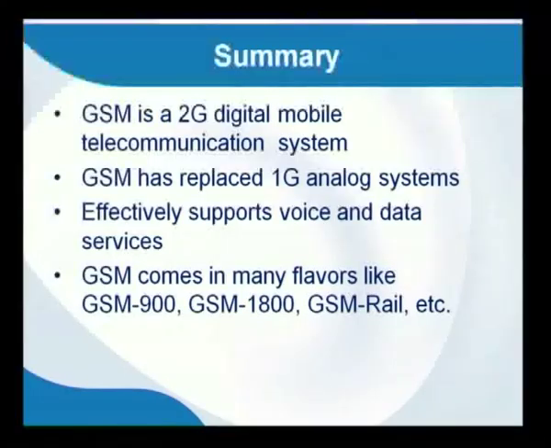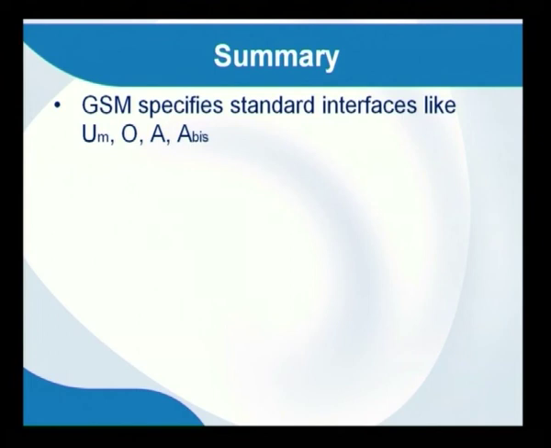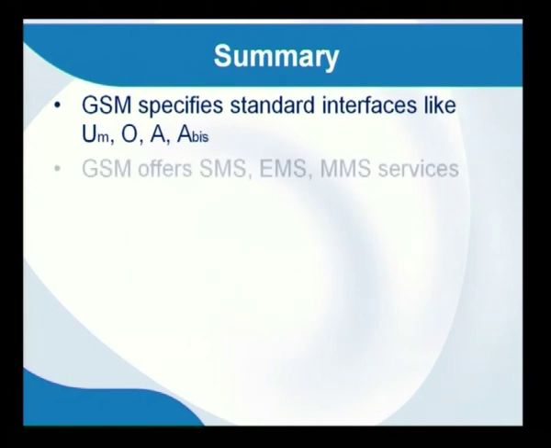Now, let us have a look at the summary of today's lecture. GSM is a 2G digital mobile telecommunication system. It replaced the first generation analog system. GSM comes in many flavors like GSM 900, GSM 1800, GSM-R, etc. These are classified based on the frequencies allocated to the uplink and downlink channels. GSM specifies the standard interfaces like the Um interface, the O, A and A-bis interfaces, as we have seen in the reference model. GSM offers SMS, EMS, MMS services.